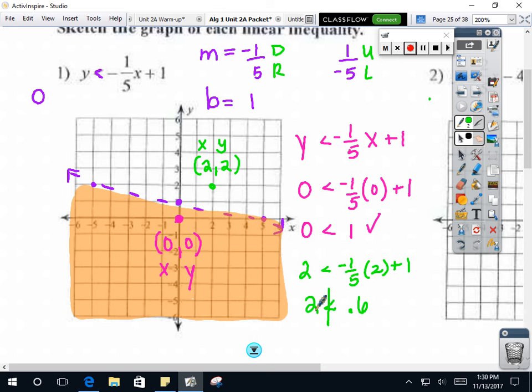No. The reason it did not work and it did not make a true statement is because that point is not in the shaded area. The only points that will work are in the shaded area. Those are your solutions to the problem.